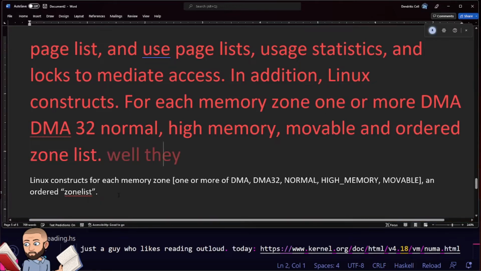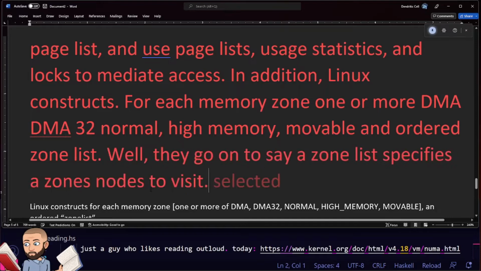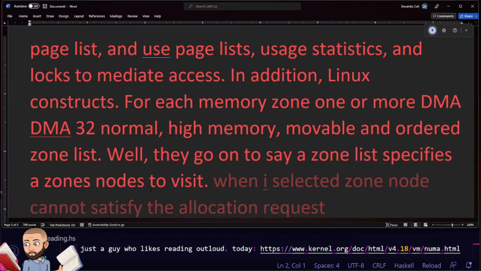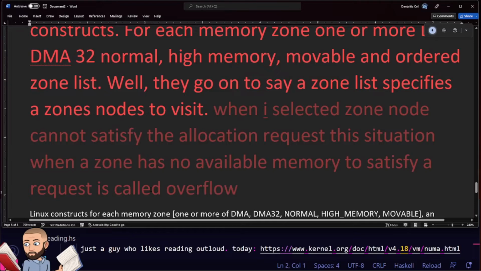Well, they go on to say, a zone list specifies a zone's nodes to visit when a selected zone or node cannot satisfy the allocation request. This situation, when a zone has no available memory to satisfy a request, is called overflow or fallback.